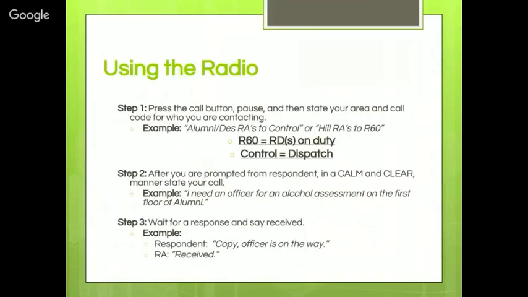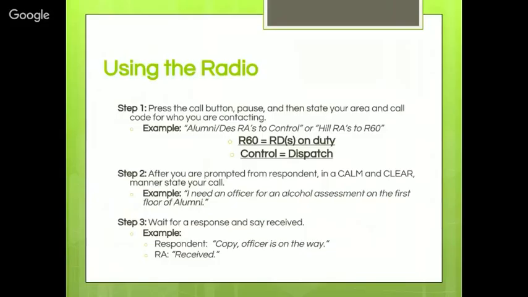Now for utilizing the radio. So for step 1, you're going to press the call button that we spoke about. You're going to pause for a few seconds, and then you're going to state your area and call code for who you're trying to contact. So an example of this, if you're an Alumni Dorms RA, you're going to say Alumni Dorms RAs to control. Now, if you're a Hill RA, what you would say is Hill RA to control. Or if you were trying to get to the RD on duty, you would say Hill RAs to R60.